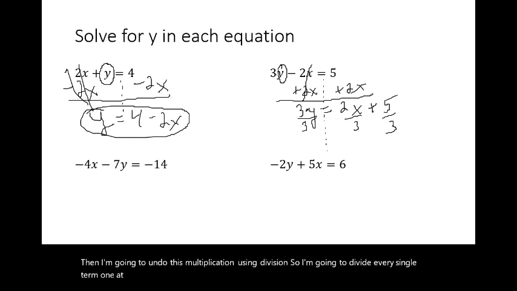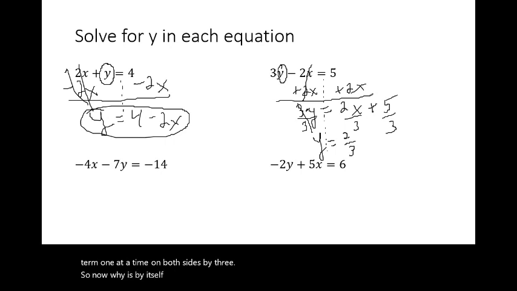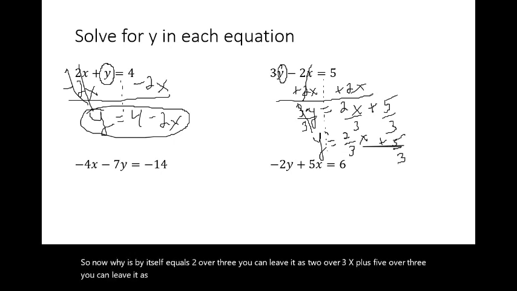Then I'm going to undo this multiplication using division, so I'm going to divide every single term one at a time on both sides by 3. So now y is by itself equals 2 over 3. You can leave it as 2 over 3x plus 5 over 3. You can leave it as 5 over 3.